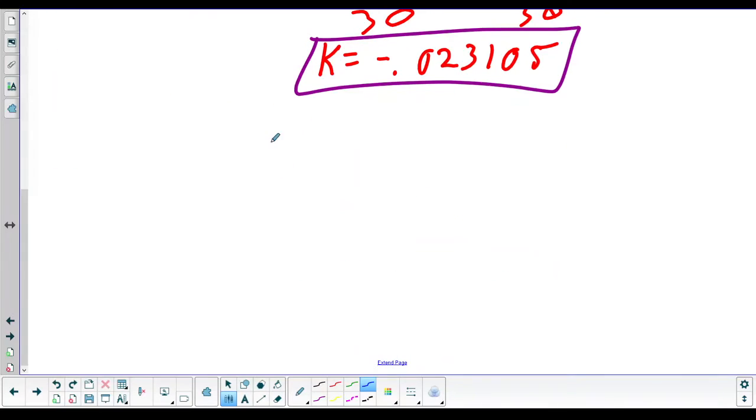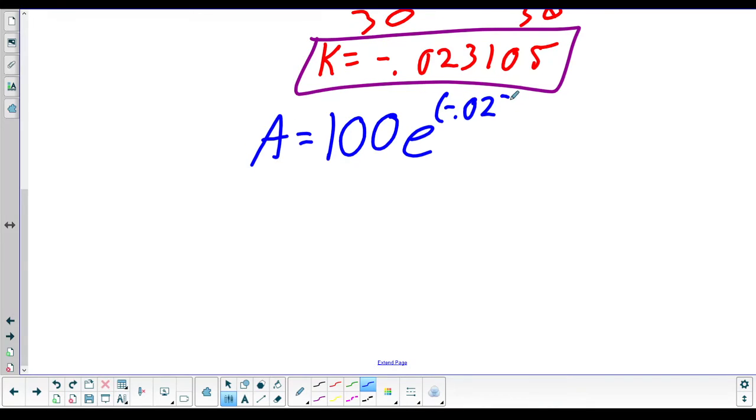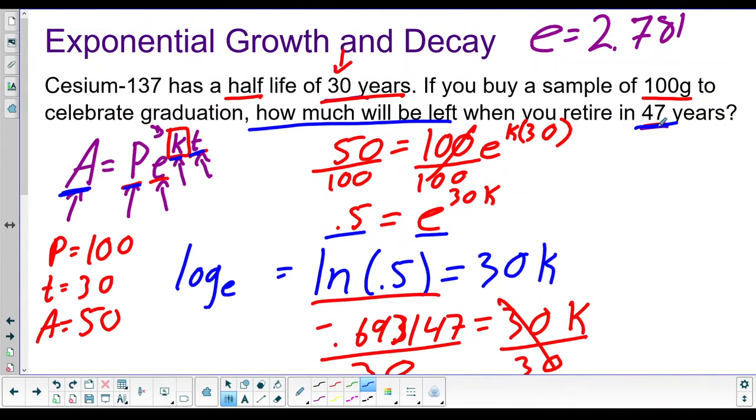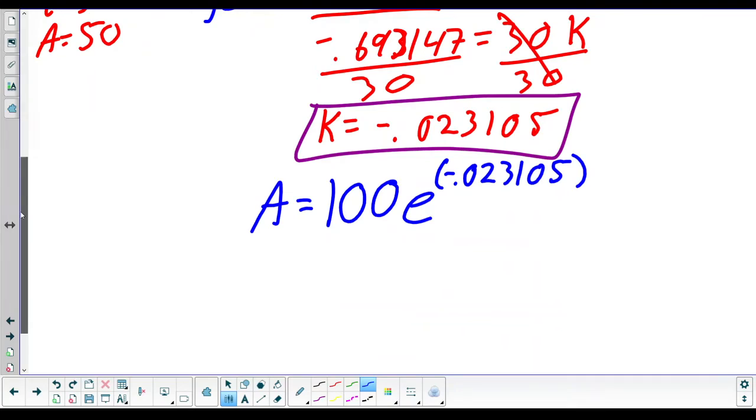So let's do that. A equals, our starting amount is 100, e to the power of k, so negative 0.023105, times our time, and the time we're actually interested in is 47 years. So we'll put in our 47, and k and t are being multiplied together. So now this whole thing, you can just shove that entire thing into your calculator.